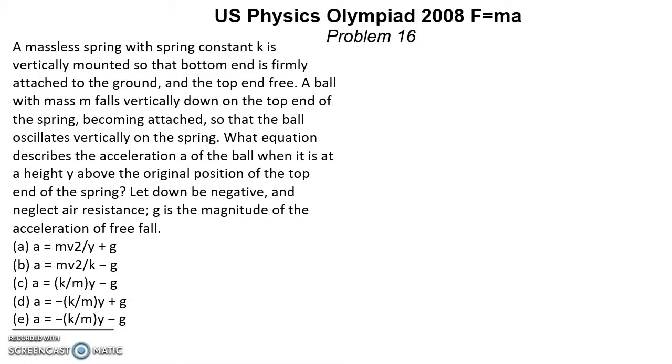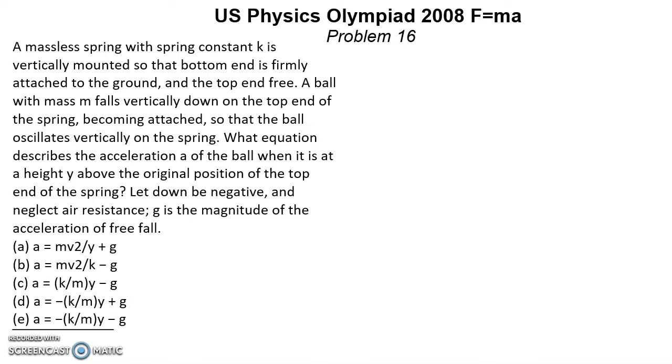Problem number 16. A massless spring with a spring constant K is vertically mounted so that the bottom end is firmly attached to the ground and the top end free. A ball with mass M falls vertically down on the top end of the spring, becoming attached, so that the ball oscillates vertically on the spring.